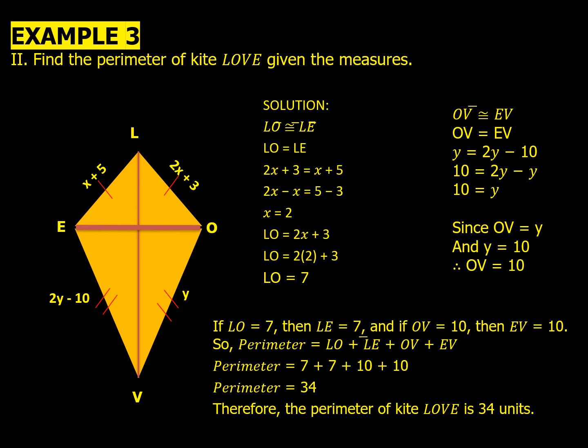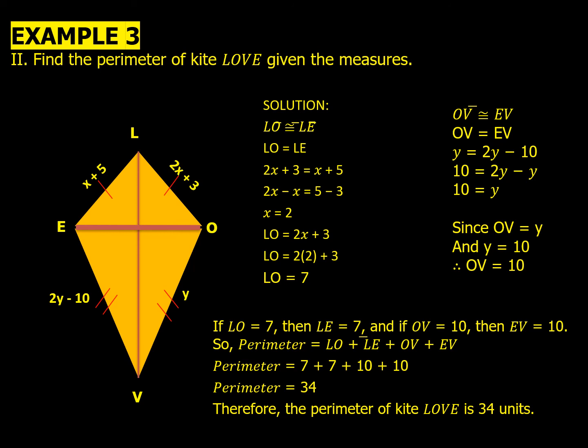Okay, so another one, second part. Find the perimeter of kite LOVE given the measures x plus 5 for the distance from L to E, 2x plus 3 for the distance from L to O, y for the distance from O to V, and 2y minus 10 for the distance from E to V.